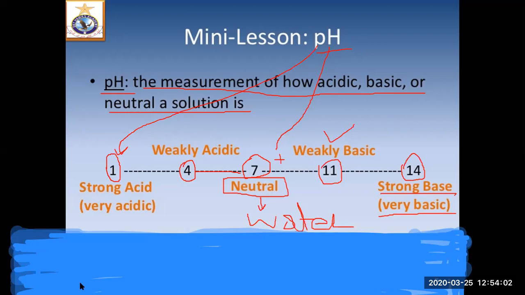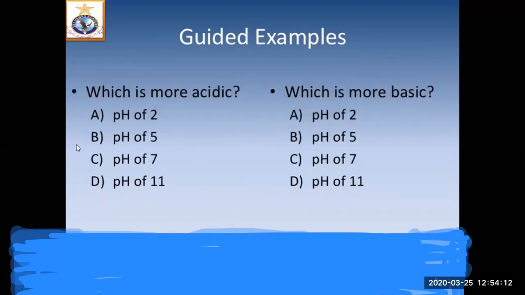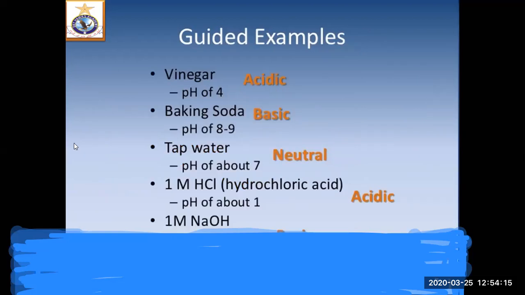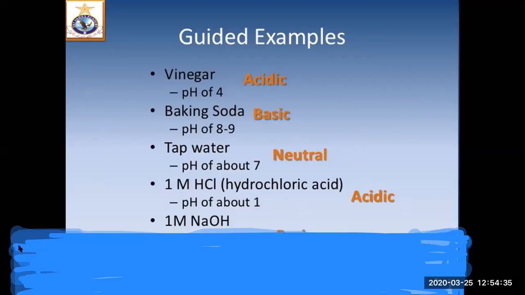Okay? Now let's see the next one. These are the examples. Can you read this? Vinegar, pH of 4, acidic. Baking soda is basic, pH of 8 to 9. And then tap water is neutral, pH of about 7, and then 1 milliliter of hydrochloric acid, pH of about 1, which is also acidic. So these are a few examples.